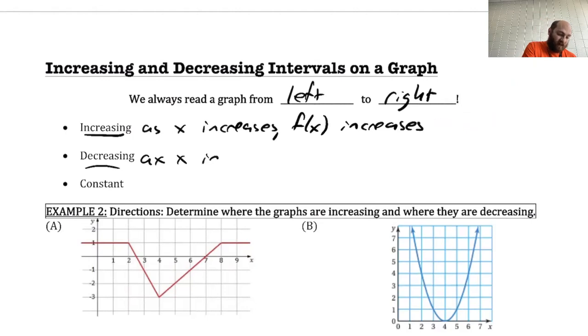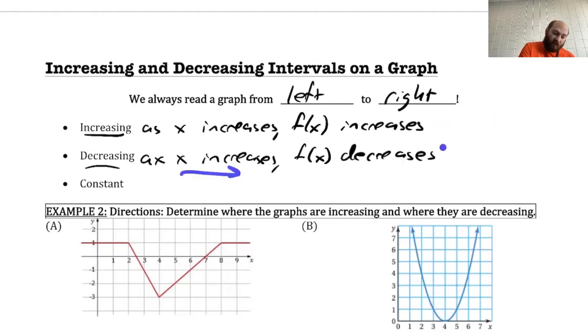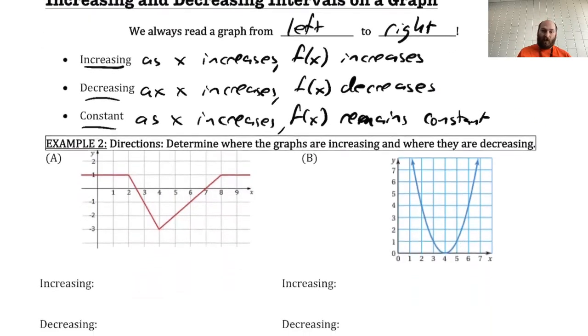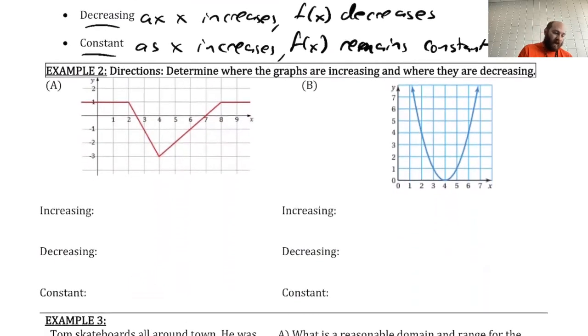Decreasing: as x increases, f of x decreases. As x increases, still going left to right, my f of x is going down. That can go down to the right as a straight line, or it could go on a curve. Doesn't matter. Constant: as x increases, f of x remains the same, or remains constant. This is just a horizontal line. It's not going up or down. It's just horizontal.